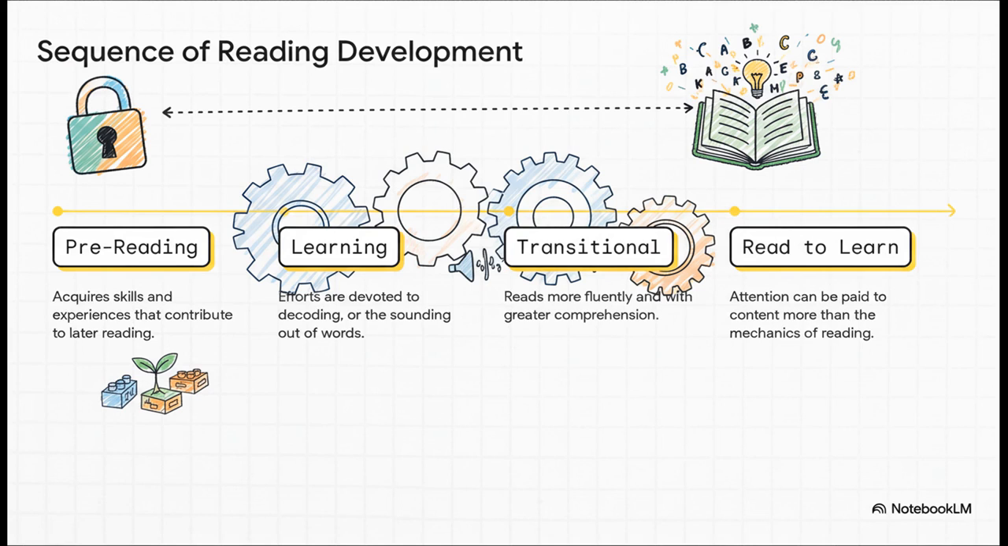Learning to read isn't like flipping a switch. It's a journey with a few key stages. It all starts with pre-reading, where a child just loves listening to stories. Then it moves into learning to read, where they're actively sounding out words. After that, we hit transitional reading, where their fluency starts to take off. And finally, the big goal, reading to learn, where reading becomes a powerful tool for gaining knowledge.